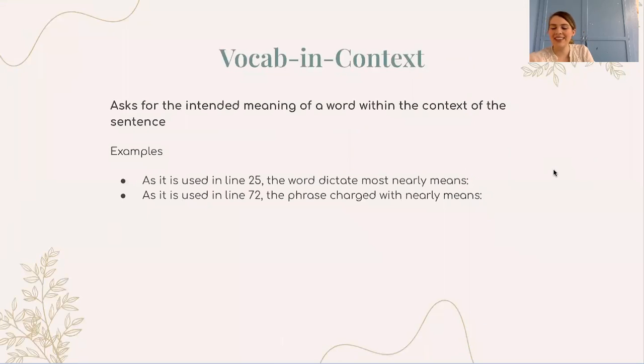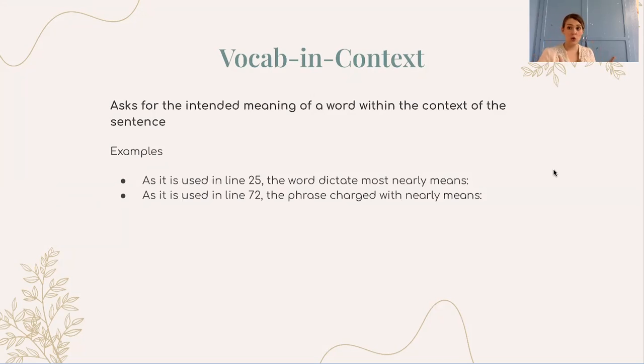Finally, the most clear to see questions are vocab and context. This asks for the intended meaning of a word within the context of a sentence. So for example, as it is used in line 25, the word dictate most nearly means. As used in line 72, the phrase charged with nearly means. A lot of the time these are multiple choice, and it will give you all correct definitions of the word, but you're supposed to choose the definition that most clearly fits within the context of the passage. So this can be confusing because all the definitions normally are correct. You're just choosing the definition that applies.